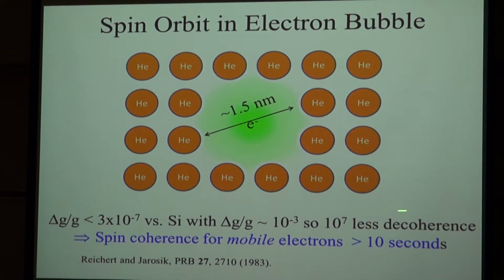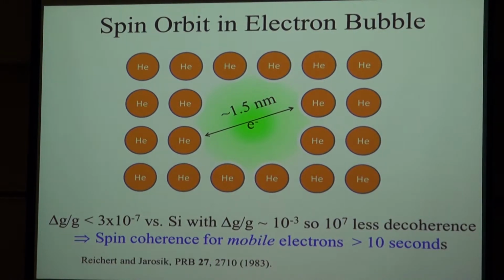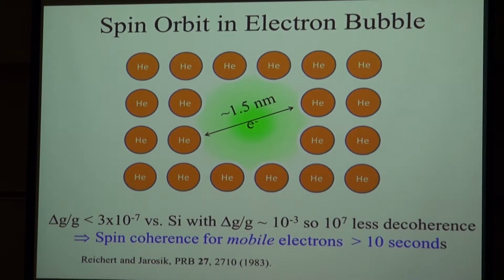And if you put that in, you find that the decoherence you'll get from this spin orbit interaction goes as that factor squared. So it should be 7 orders of magnitude less decoherence than in silicon, which says that mobile electrons should have a spin coherence of about 10 seconds from this process. So what we think is that these electrons are going to not only have long coherence, but be mobile qubits with long coherence. In that sense, they're sort of like an ion trap, where you can move your ions around and they maintain coherence. Here we think we can do the same thing with these electrons.